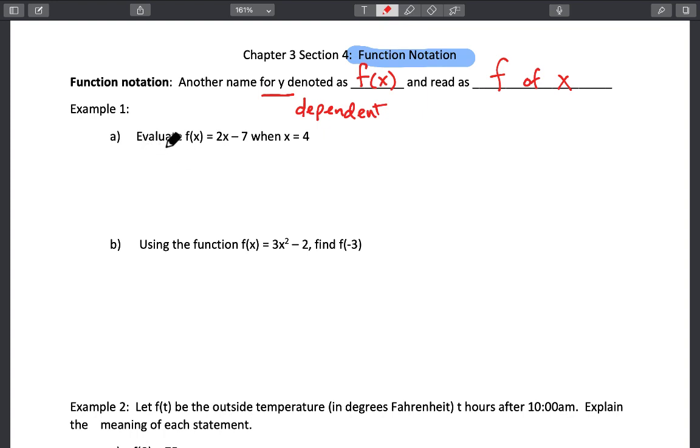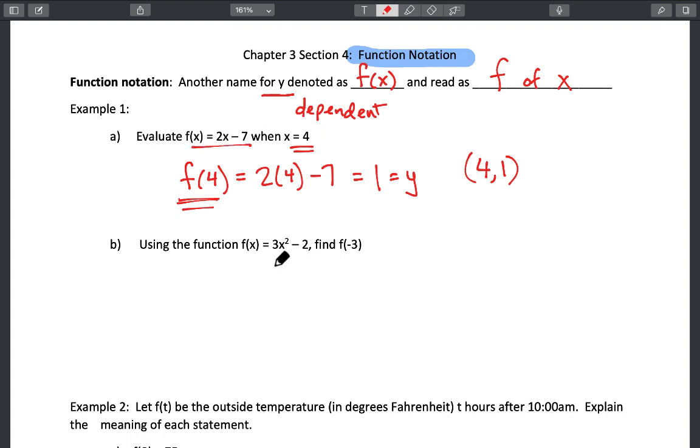It says here to evaluate the function for 2x minus 7 when x is equal to 4. So the way we'd write that is f of 4 is equal to, now remember this part here just really represents y. Find out what y is when x is 4. So we're going to substitute 4 in for x and then subtract our 7. So 2 times 4 is 8. 8 minus 7 is 1. So we would say that the dependent value y is equal to 1 when x is equal to 4. And that makes the ordered pair (4, 1) a part of this function.